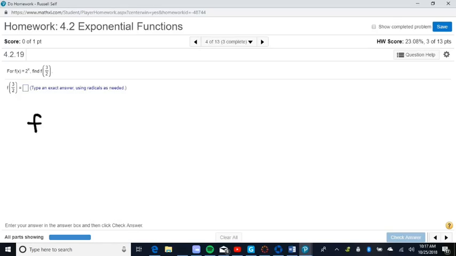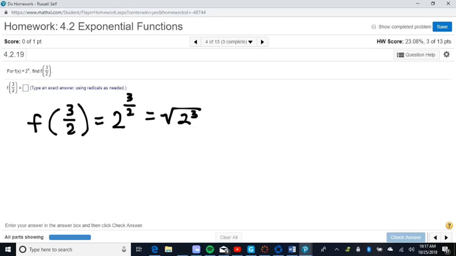For finding f of 3/2 equals 2, and that's raised to the 3/2 power. So the 3/2 power really means you're taking the square root. Can't draw a radical now. What the heck is wrong with me? Okay, let's try that again. The square root of 2 raised to the 3rd power.